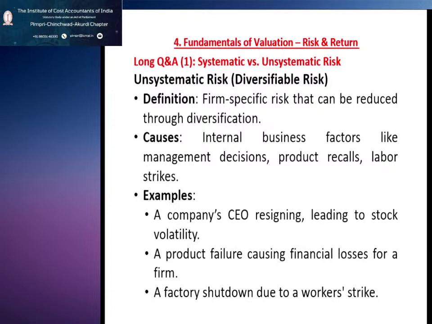Example, a company CEO resigning and therefore leading to stock volatility, or a product failure causing financial losses for a firm, or a factory shutdown due to a worker strike. So these are certain causes which are controllable by the firm also at times, and therefore they are firm specific, and therefore unsystematic risk is always firm specific, and there it can be reduced through diversification.